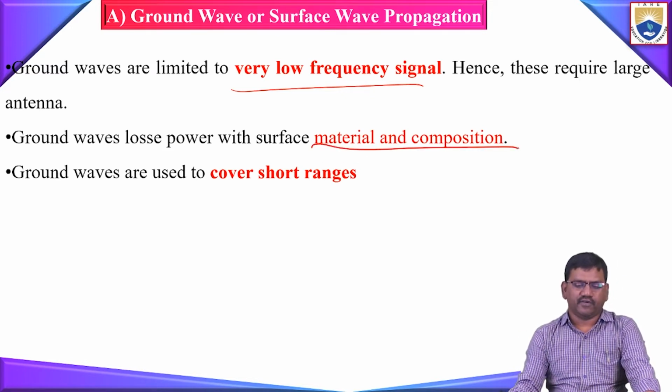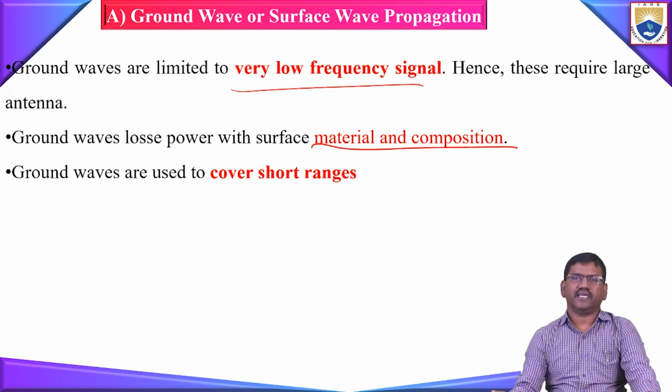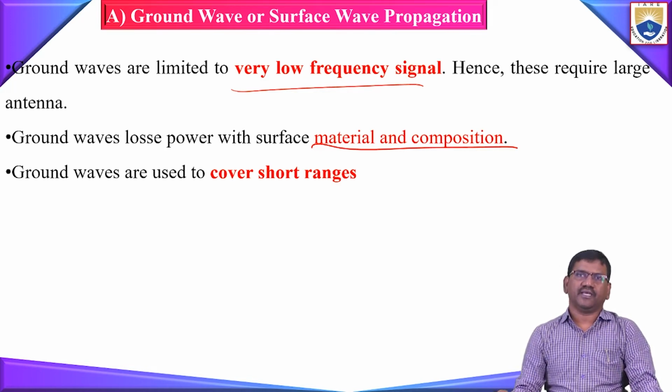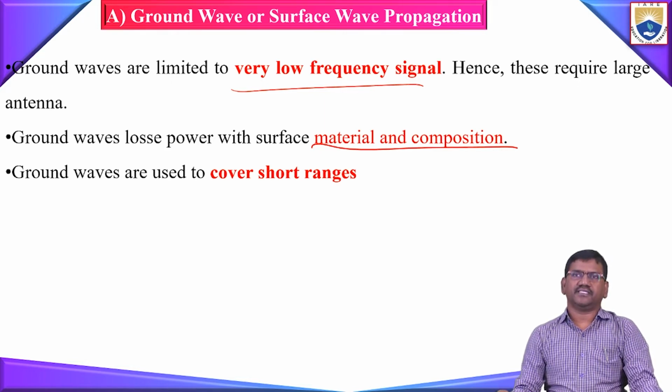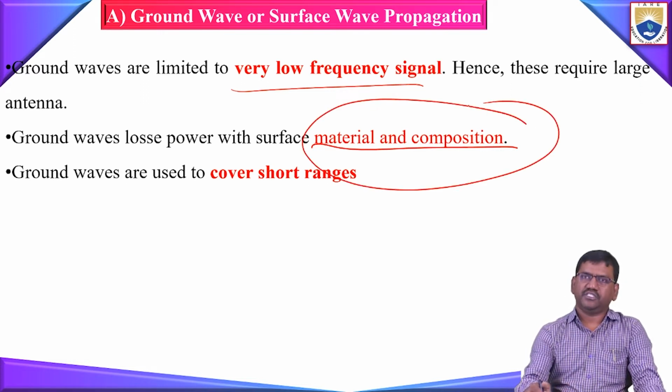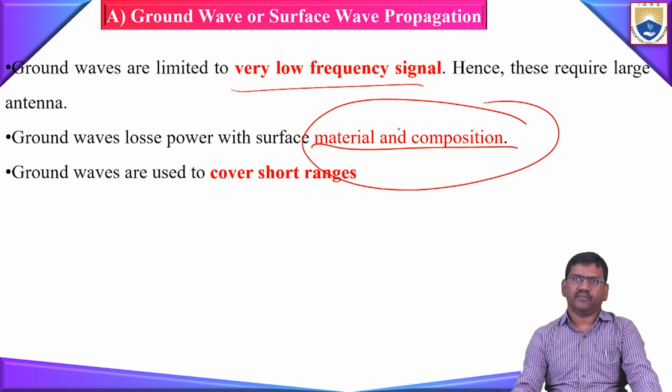Ground waves lose power with surface material and composition. The earth is never perfectly flat, and it is never perfectly curved. In some areas the earth will be flat and in some areas it will be curved. In some areas the earth is smooth, and in others it will be very rough. So the loss of power depends upon the material and the composition of the surface of the earth.